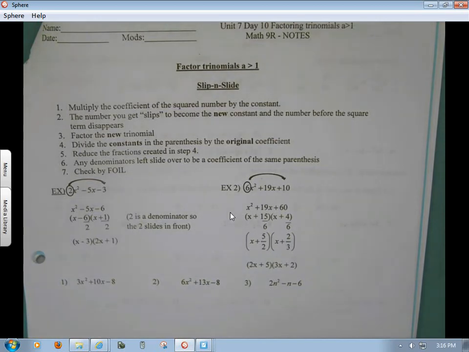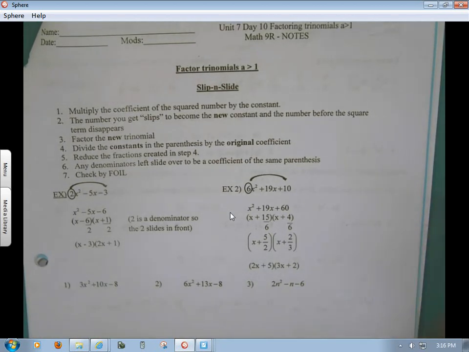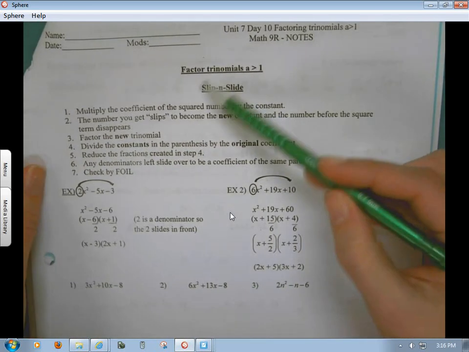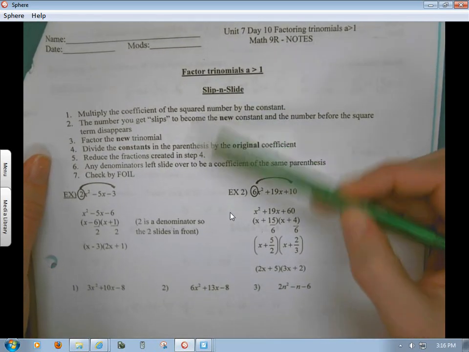Now, back in the old days when I was in school, we just made lists and lists and tried and guessed and tried and guessed. Not very efficient. So we came up with this new method called slip and slide. Here are your 7 steps.